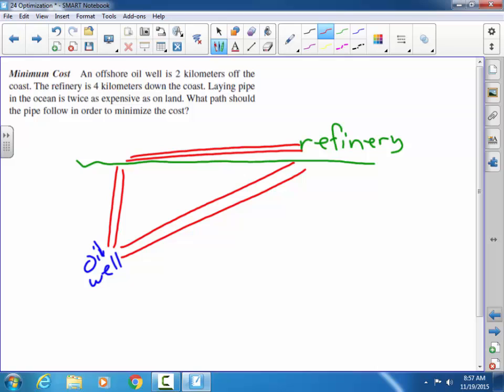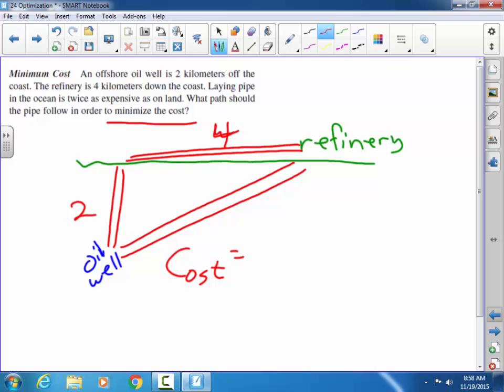What path should the pipe follow in order to minimize the cost? Because we're in business to make money. So we really don't care how much pipe we lay as long as we minimize the cost of laying the pipe. So, is it cheaper to do something else? Well, how are we going to figure that out? We need to minimize the cost. So how are you going to figure out the cost? This is 2 and this is 4. How are we going to minimize the cost?